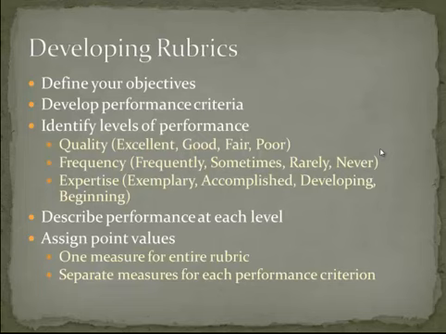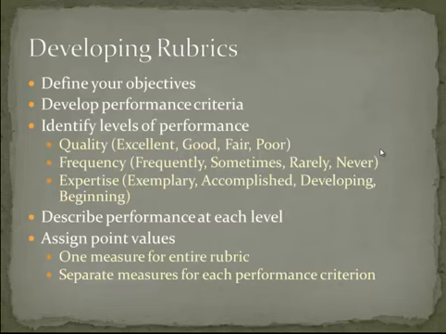You can define your levels of performance based on quality, frequency, or expertise. Once you do that, describe each performance criteria at each level of performance and assign point values. You might assign one measure for the entire rubric, which means if the student performs primarily at the excellent level, they get this grade. If they perform primarily at the good level, they get this grade. If they perform primarily at the fair level, they get this grade. And if most of their performance is at the poor level, they get this grade.